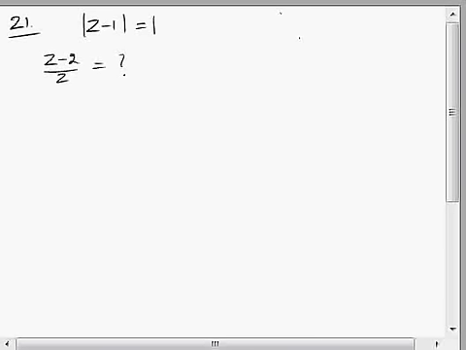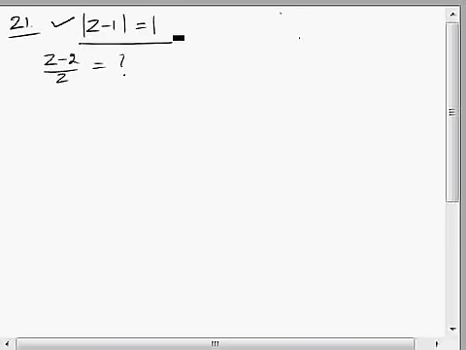Now this is question number 21. It is given that Z is a point on the Argand plane such that Z satisfies this relationship, that mod of Z minus 1 equals 1, right? And we are supposed to find the value of this Z minus 2 divided by Z.